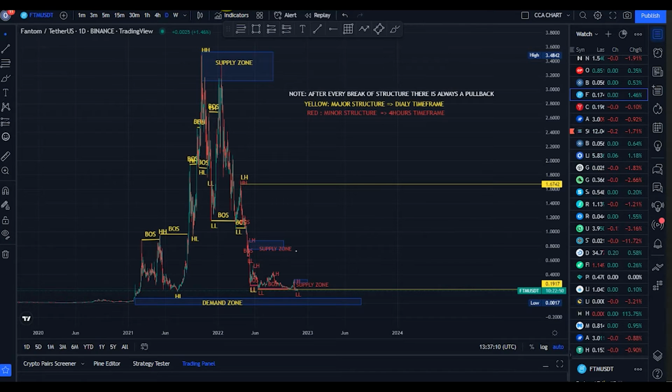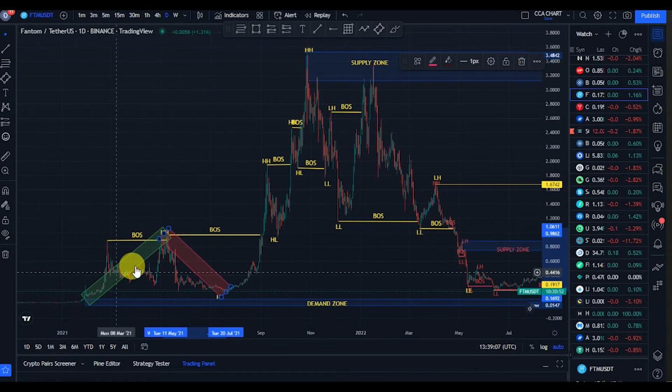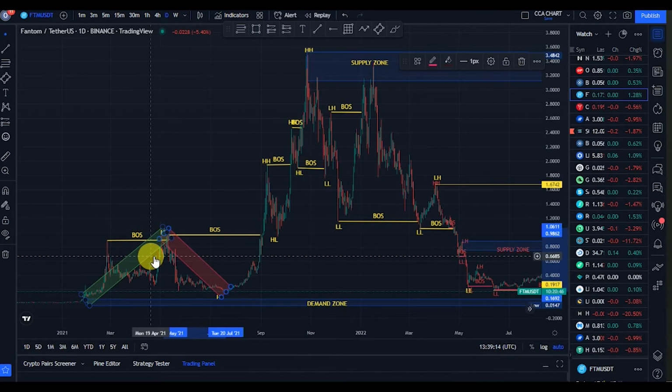Guys, the major purpose of this video is for us to use the market structure to know our current position, and also to predict the next possible move of the market. So guys, let's keep in mind that after every break of structure, there will always be a pullback. I'll be using these 2 tools to show us our moves on the market structure. I'll be using the green tool to show us our bullish move, and I'll be using the red tool to show us our bearish move.